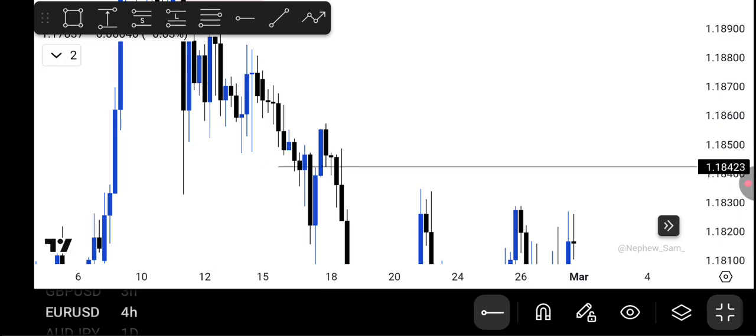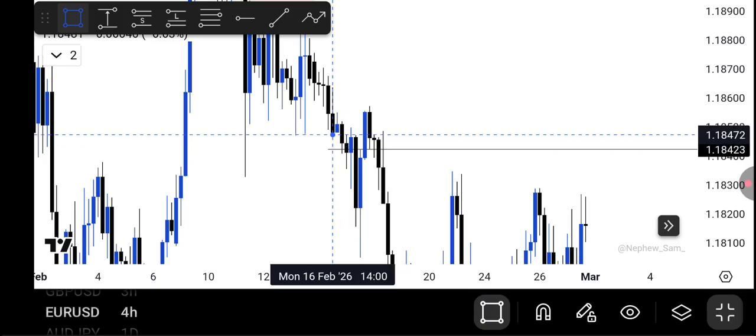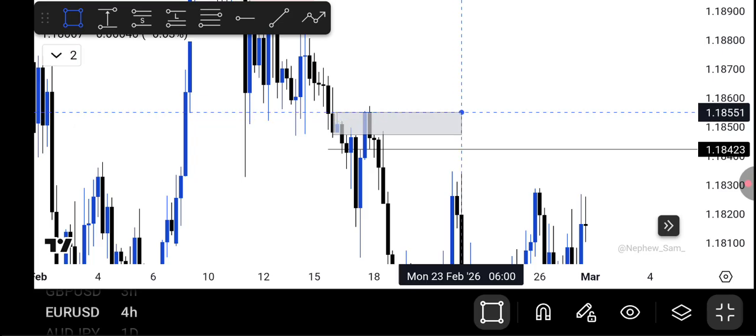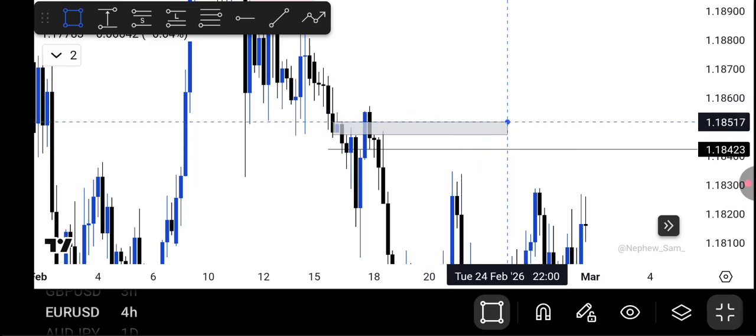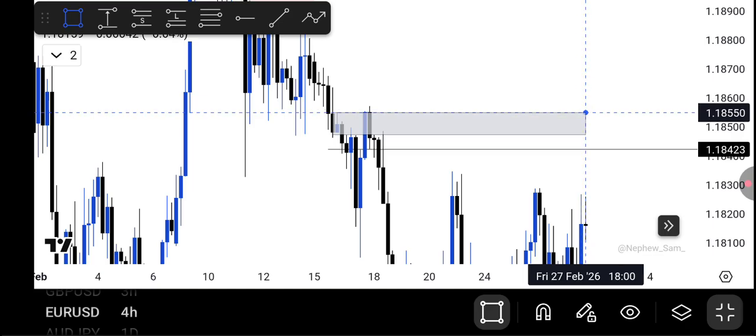Here we have something we call FOB. It's one of the strategies I'm using: a fade order block, a fade point of interest. That's FOB. FOB is at this area. That's where the market is reacting to now. So we have a fade order block.